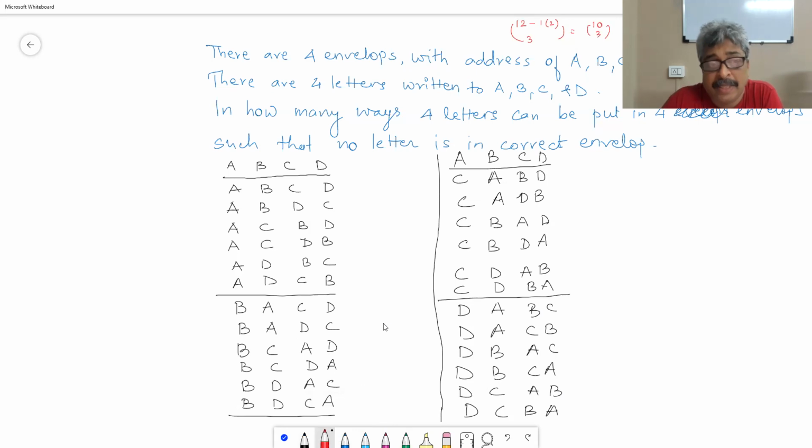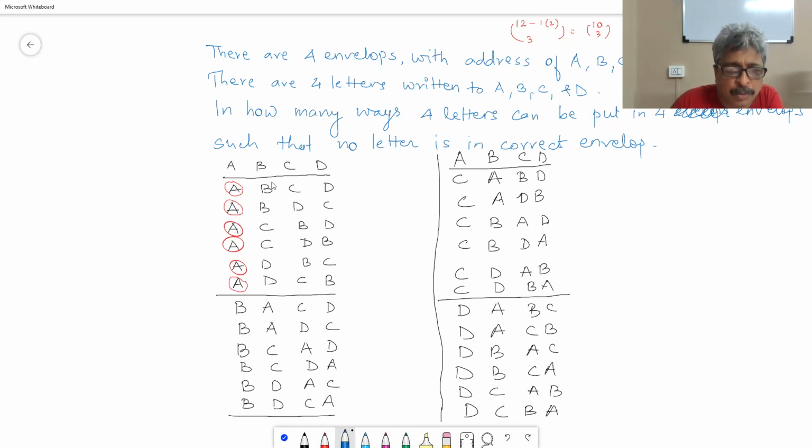We don't want any letter to be in its correct position. All these 6 will go because of A, incorrect position, A incorrect position. All these 6 are gone.